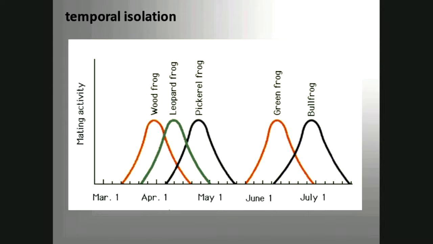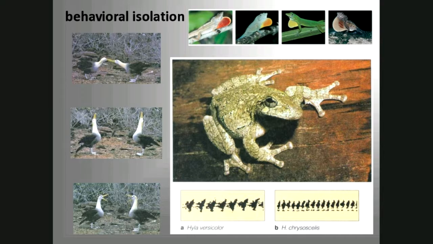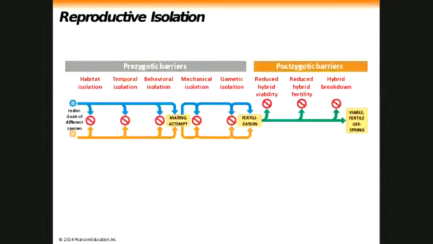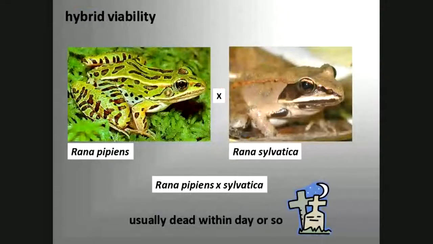So there's habitat, there's when they reproduce, there's if there's a behavioral isolation, a mechanical, right? This is as simple as engineering. If tab A doesn't fit into slot B, then you're not going to get reproduction. And I mentioned the gametes, right? But reduced hybrid viability. So Rana pipiens and Rana sylvatica, very closely related to each other, so close that they can make hybrids, right? So they can produce offspring, but they don't produce viable fertile offspring. So by definition, then they'd be two separate species.